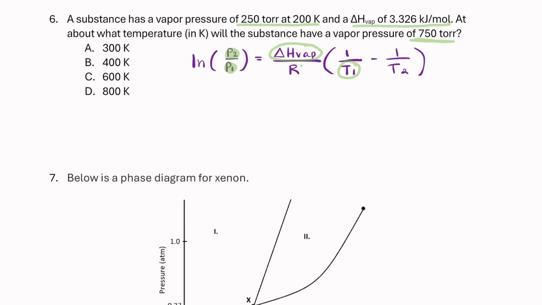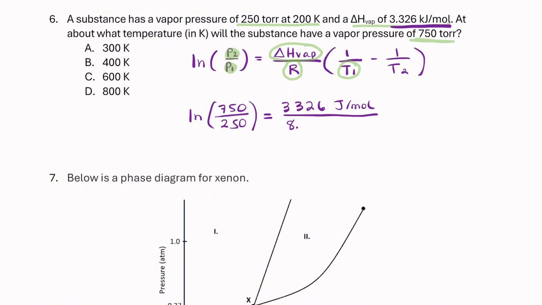We have delta H vaporization. It's equal to 3.326 kilojoules per mole. And we know R. R is the gas constant, 8.314 joules per mole Kelvin. Now, quickly, right off the bat, we can convert delta H vaporization from units of kilojoules per mole to units of joules per mole so that it matches the gas constant. This is a simple conversion. We simply multiply this number by 1,000. So delta H vaporization is equal to 3,326 joules per mole.